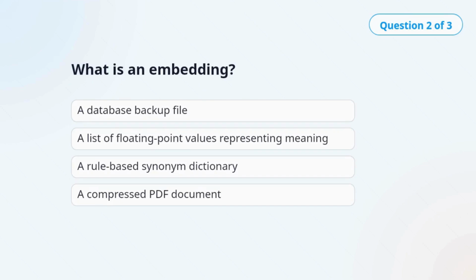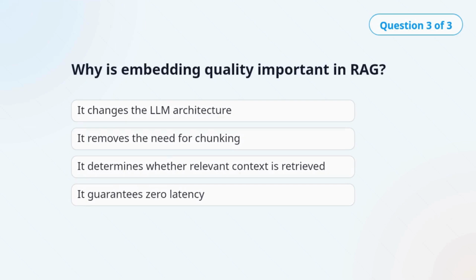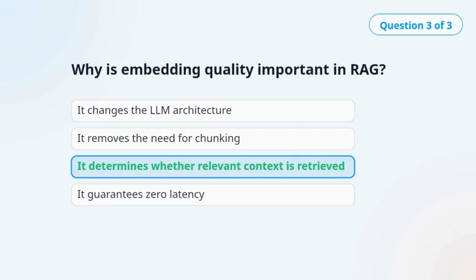Question 2. What is an embedding? The correct answer is a list of floating point values representing meaning. Embeddings convert text into numerical vectors that capture semantic relationships. Question 3. Why is embedding quality important in RAG? The correct answer is, it determines whether relevant context is retrieved. If retrieval is poor, the LLM receives irrelevant context, which reduces answer quality.